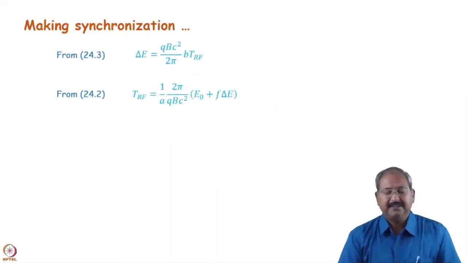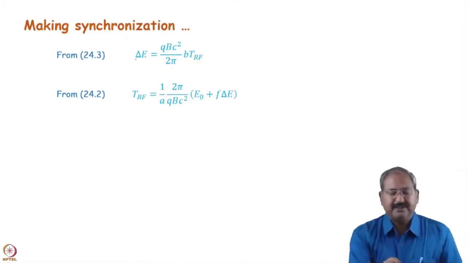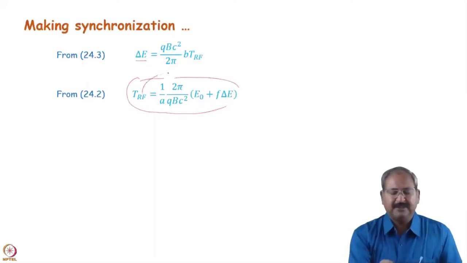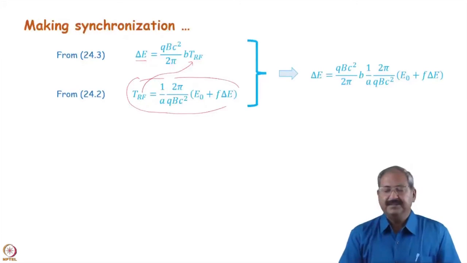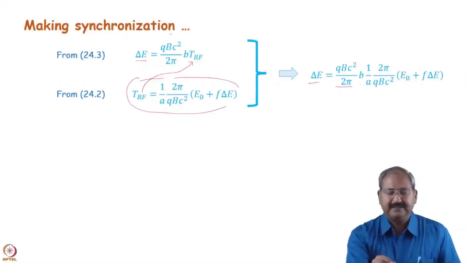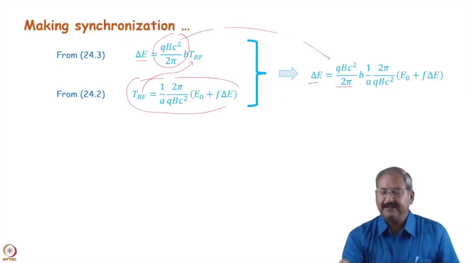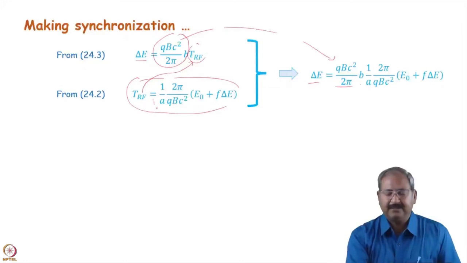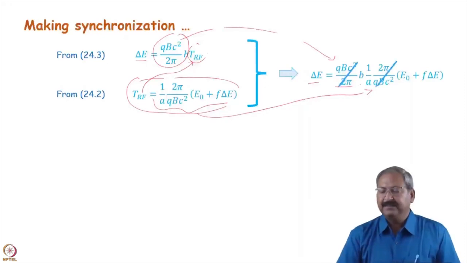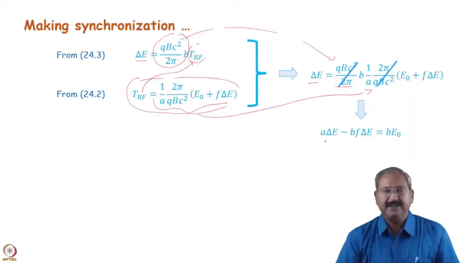So for maintaining the synchronization, we now calculate delta E is equal to qB square by B TRF, and TRF from the first orbit synchronization comes out like this. So put the value of TRF here. So you will get delta E is equal to qB square B, this quantity which is written here, and we have put the value of TRF here. So this is the equation. So these two cancel out, and now you have a nice relation between the integers.